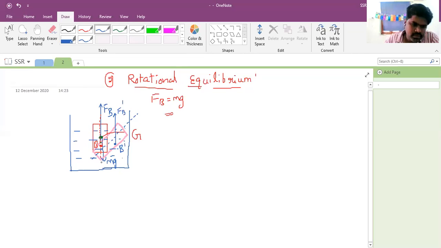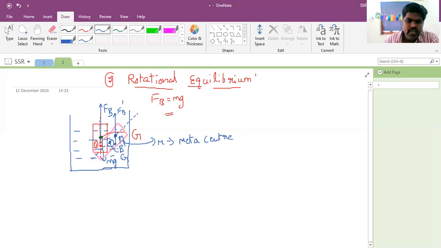Now, see here, this vertical dotted line and this B dash line will intersect. This intersection point you can call M, the meta center. The intersection point is called M, that is meta center. Now we have G center, B center and meta center. The G center you can observe is here, below this meta center, somewhere here. This is G center.